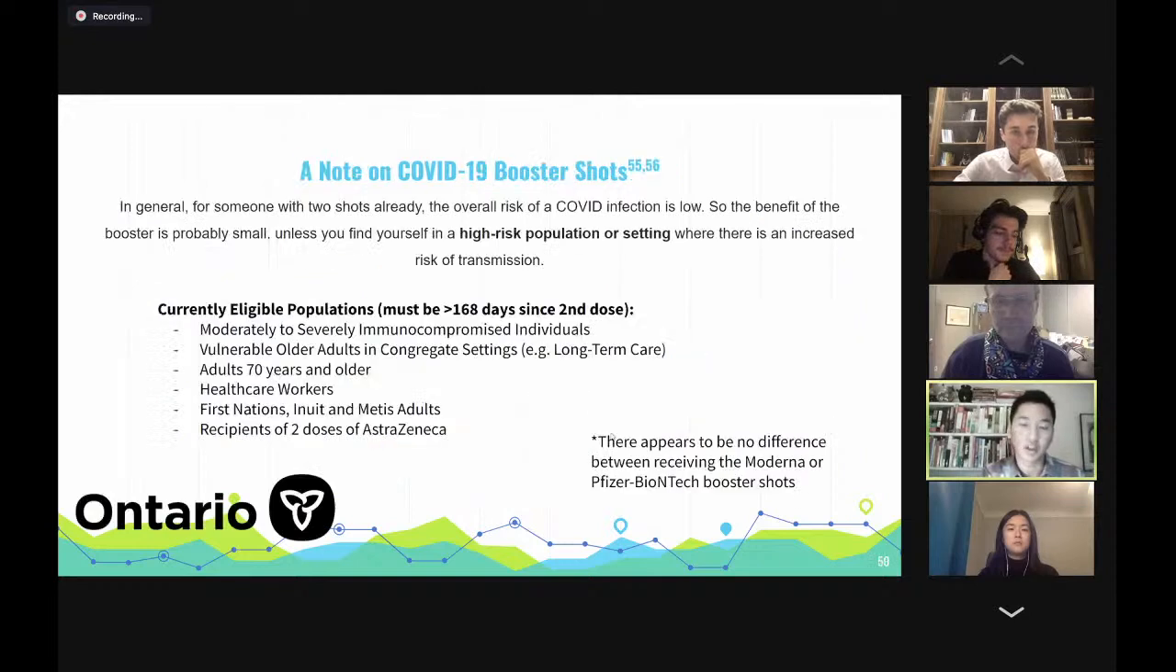And on that note, just something about the COVID-19 booster shots, which are coming out now. In general, for someone with 2 shots, the overall risk for COVID-19 infection is relatively low. So the benefit may or may not be large.